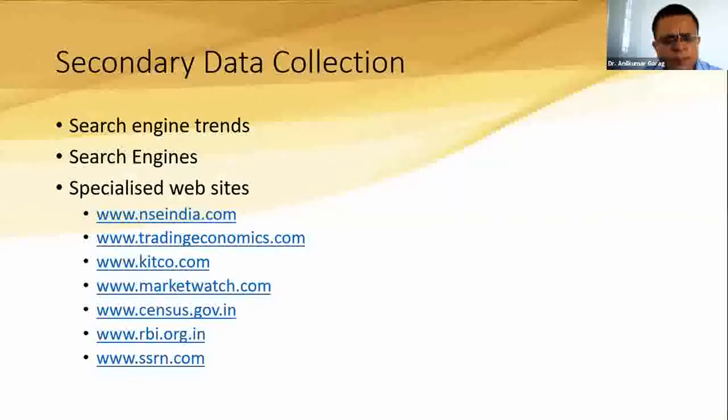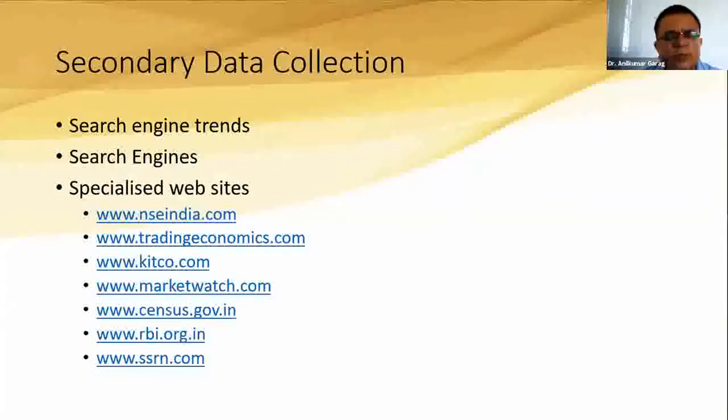Marketwatch.com is by Wall Street Journal. They are again leaders in vending information, financial information. Then of course we have our own census.gov.in. Census, of course, 2020 new census has to happen, but 2011 census data is available. Gives us excellent information, excellent data on a lot of socio-economic factors.